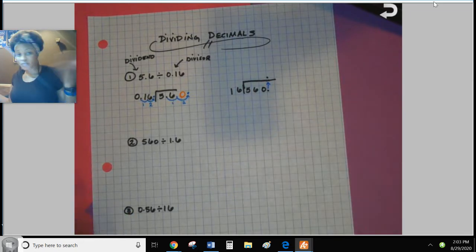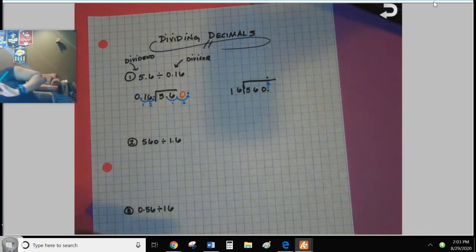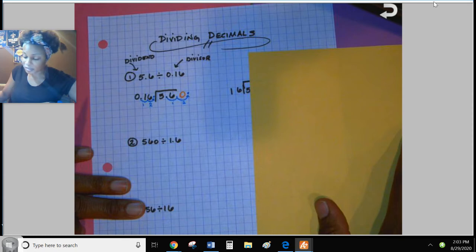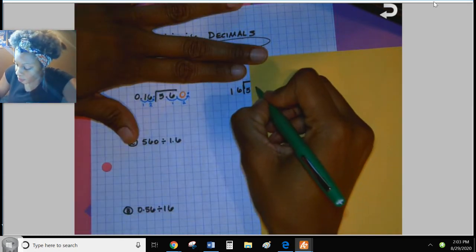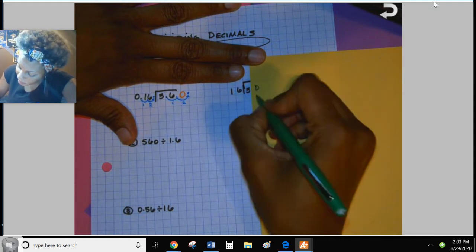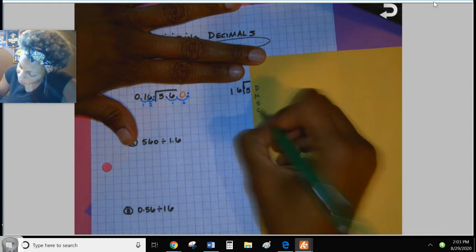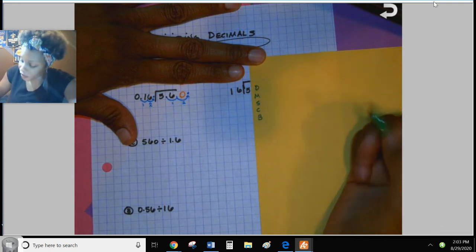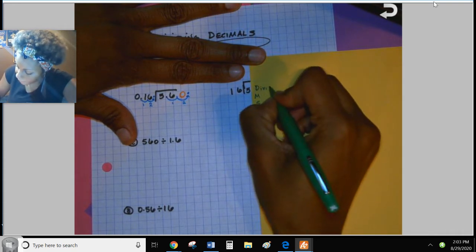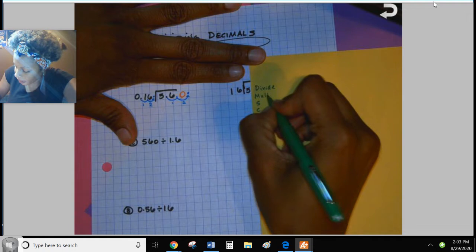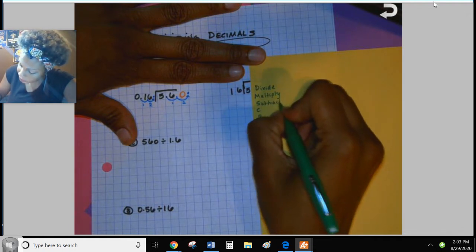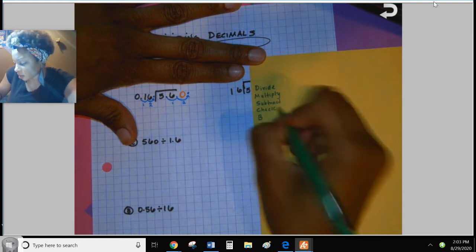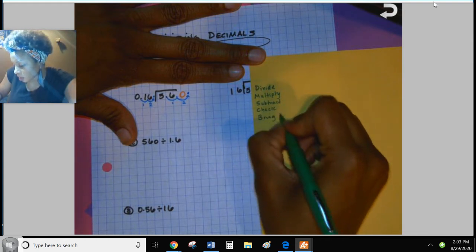I do not have a handy dandy piece of paper, so I'm just going to use a colored piece of paper to help me with my division process, and I'm going to note my steps on it. So remember, we use the mnemonic device: Does McDonald's sell cheeseburgers? So that's divide, multiply, subtract, check, bring down.